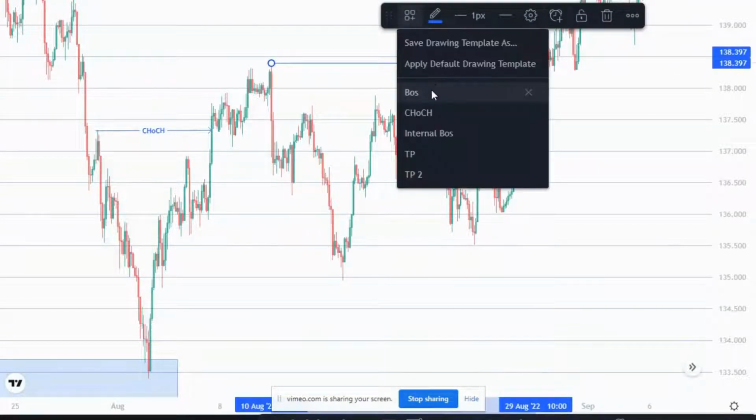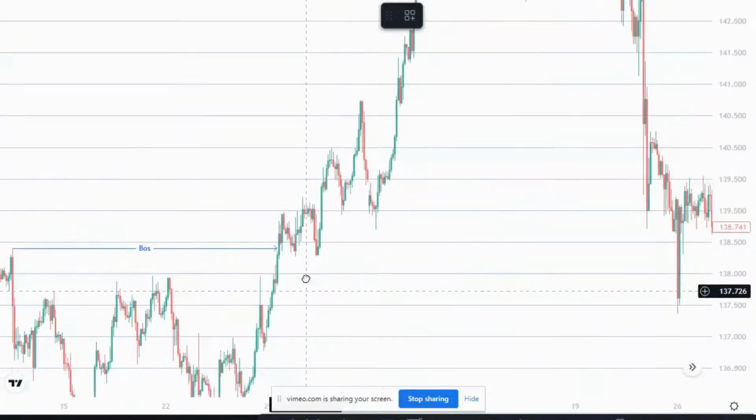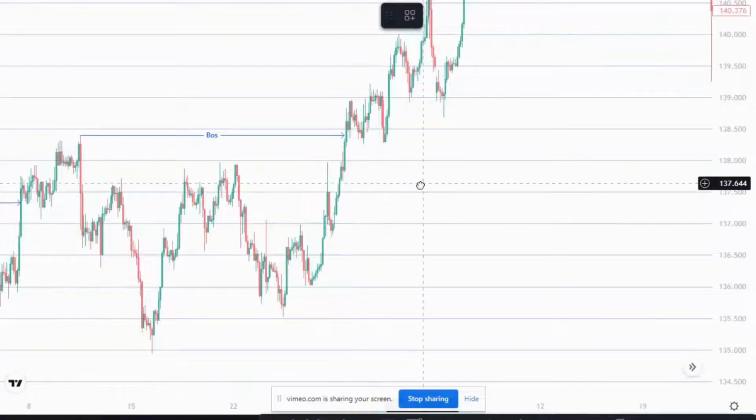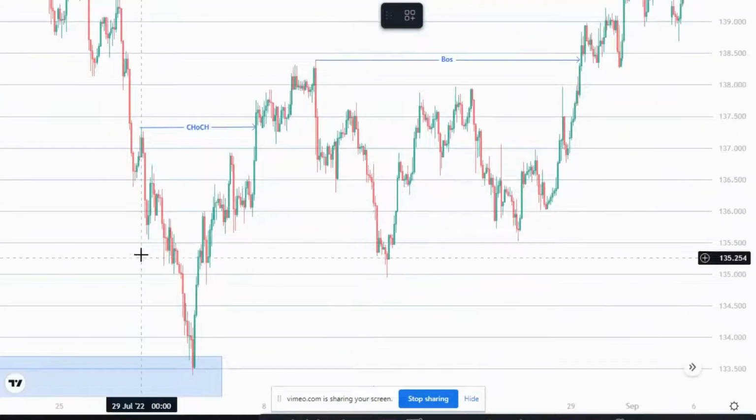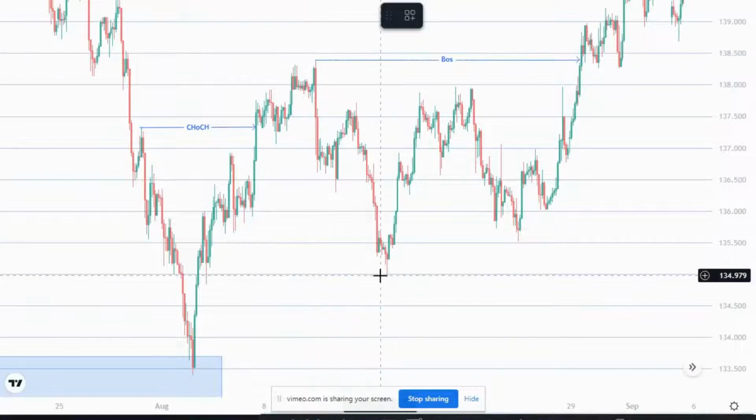You got a break of structure to the upside right here. Break of structure. So after this change of character right here, the market traced so: higher high, higher low, higher high.